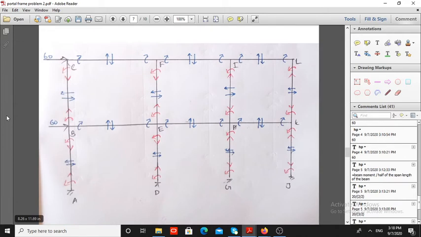If you know how to calculate these column shear and column moments from the figure itself, you can mark all these things in one figure.